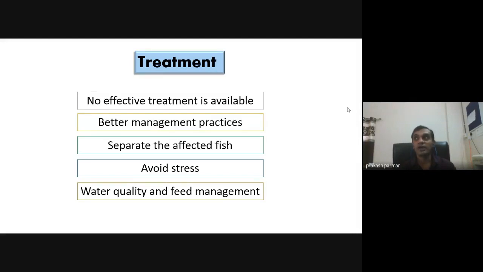Whenever we find an affected fish, it is better to take it out and keep it in a separate environment. Prepare a separate aquarium for that diseased fish. We have to immediately transfer it from the main aquarium to the separate aquarium. That is very essential. Then we have to immediately disinfect whatever things are present in the aquarium. Then avoid stress. That is the best way of management. Then we have to manage the water quality and the feed. So these are the common things we can do for the prevention of viral disease.